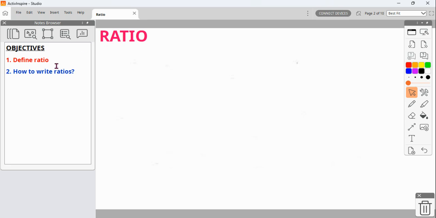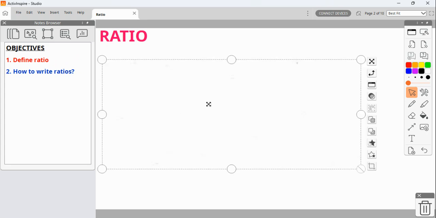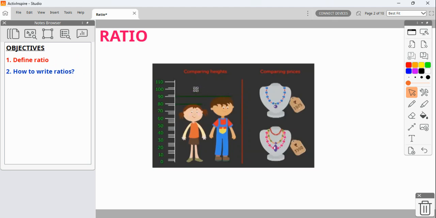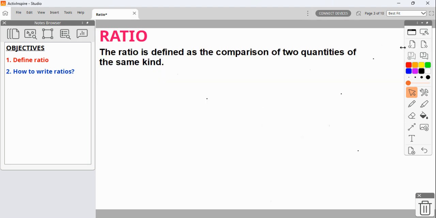In this lesson, we will define ratio and how to write ratios, how to express it. In our daily lives, when we want to compare two quantities of the same type, in that situation, comparison by division is more accurate than comparing by finding difference. So we can define ratio as the comparison of two quantities of the same kind.